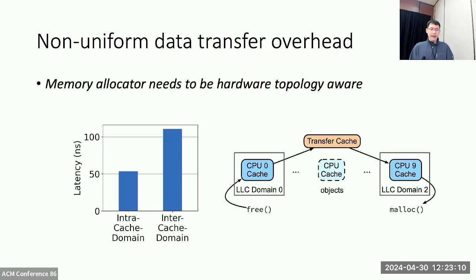Warehouse scale applications often span across multiple cache domains. And as shown in the right figure, a centralized transfer cache can lead to situations where the memory objects are transferred between per CPU caches attached to different last level cache domains. And we can suffer from increased data transfer overhead.